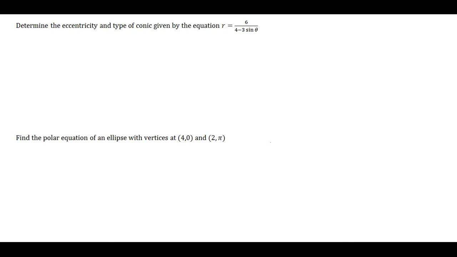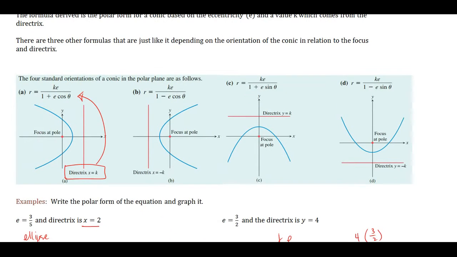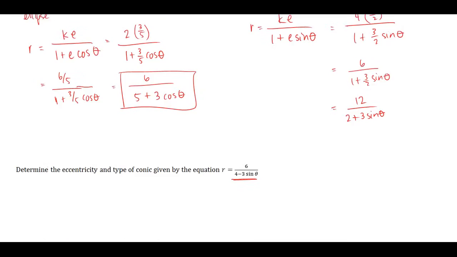Excellent work on that last problem. All right, now how about this? Let's determine the eccentricity and the type of conic that we have, and then we'll also get the directrix. Pretty straightforward, just like before, you're just plugging numbers in. But notice what's going on here: when I have these equations, it's usually, let me scroll up real quick, but look at this denominator, 4 minus 3. Up here, it is usually on these equations 1 plus or 1 minus. So we need to fix that.